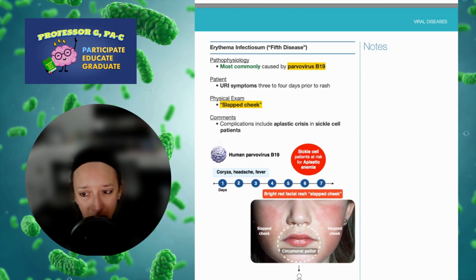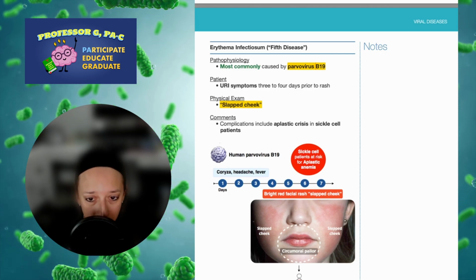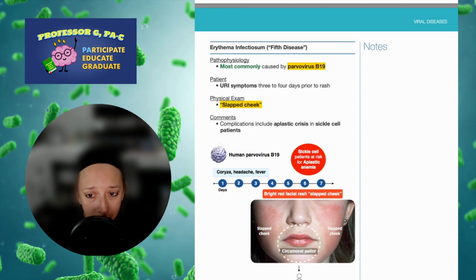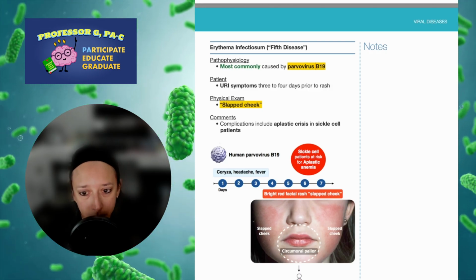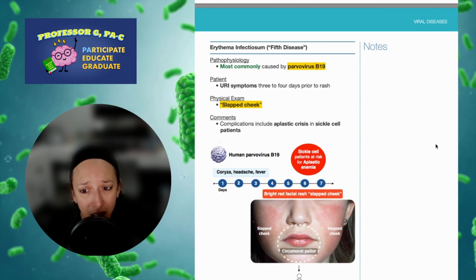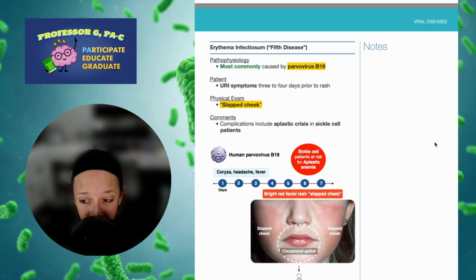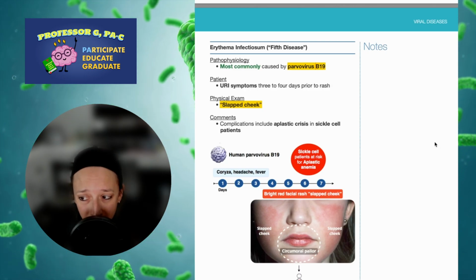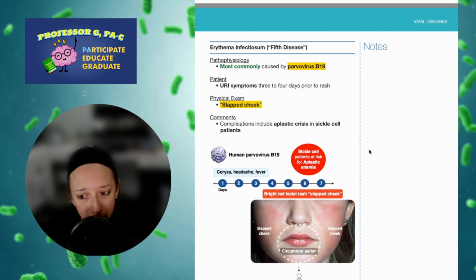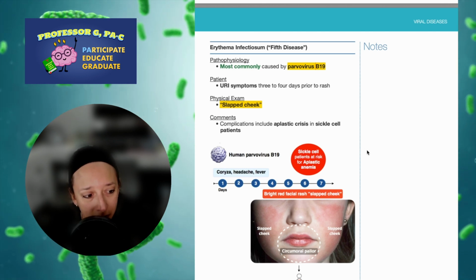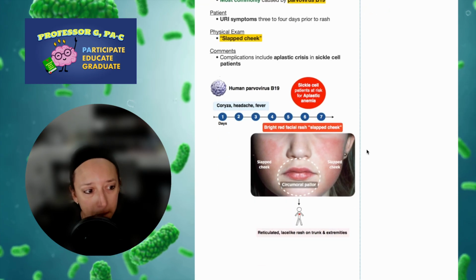Presentation usually starts with a mild flu-like prodrome, and then they get the slapped cheek appearance on the cheeks, followed by this lacy reticular rash on the trunk and the extremities. Complications can cause aplastic crisis in patients with hemolytic anemia and hydrops fetalis in pregnancy. So a good tip: if you see those bright red cheeks and a lacy rash, think fifth disease.